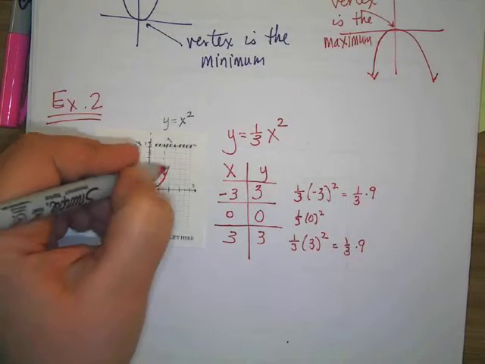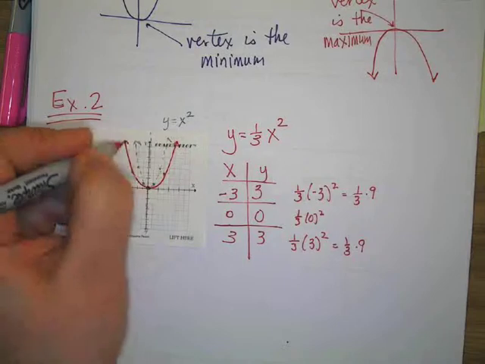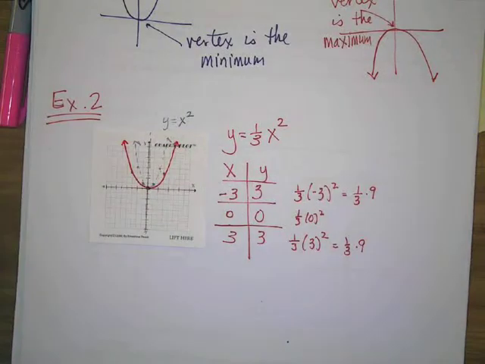So what did the 1/3 do to our graph? It's still symmetrical, but what did it do? I didn't hear. Made it bigger, kind of made it open up wider, right? So that's what the 1/3 does. Those numbers in front will change the shape of our graph. And that's what it did.